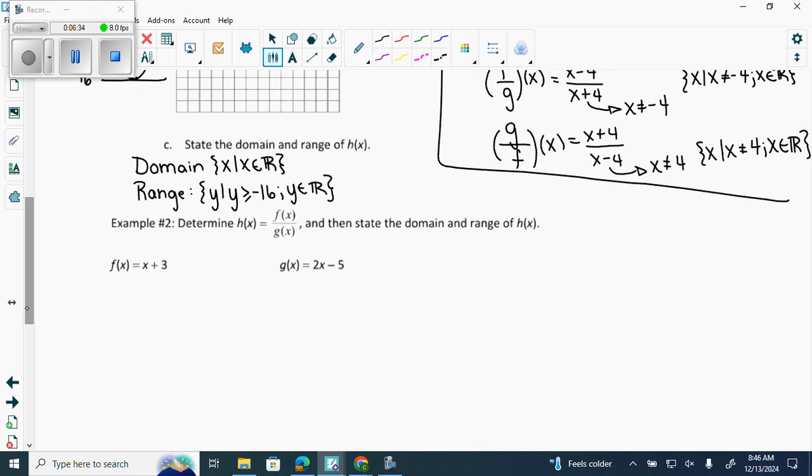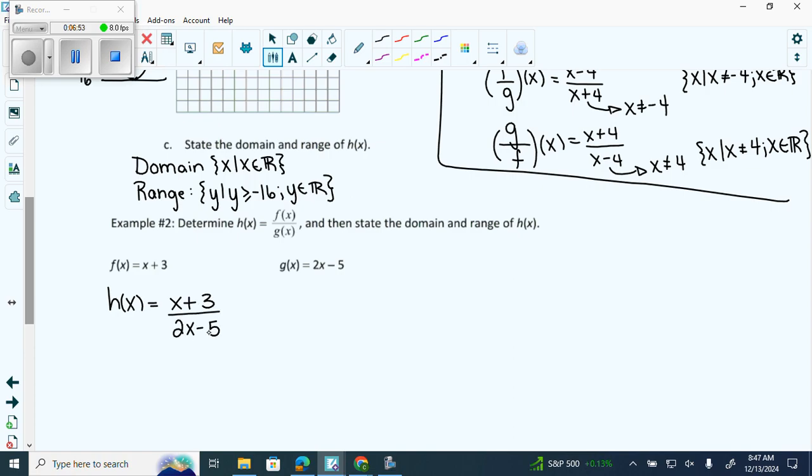Okay, I want you guys to do this now based off of what we just did over there. I want you to get me h of x, and I want the domain and range. Okay, let's talk about it. So the domain will be easy. The range will be a little hard because I'm going to show you something here. So we have x plus 3 over 2x minus 5.